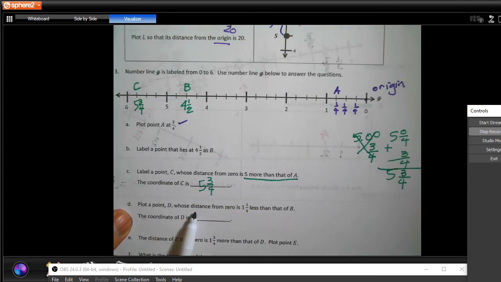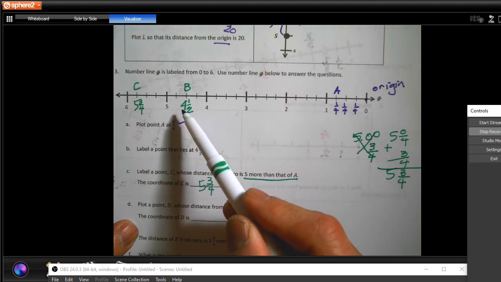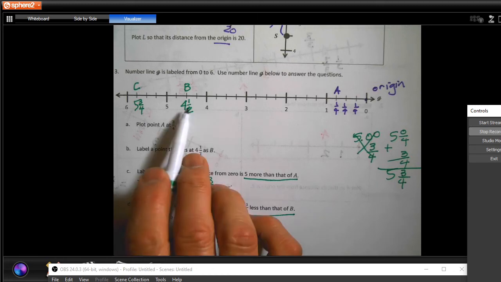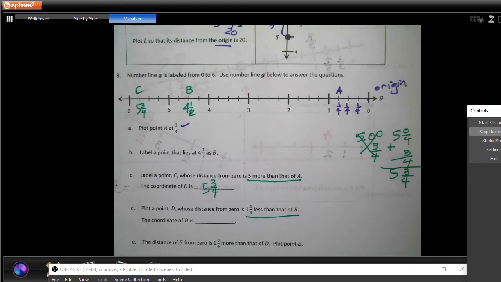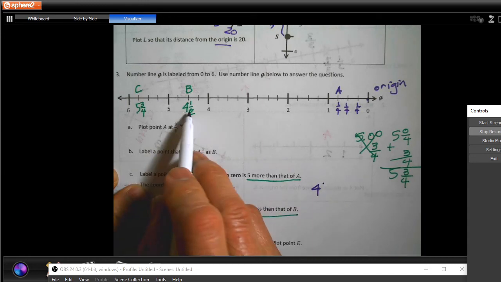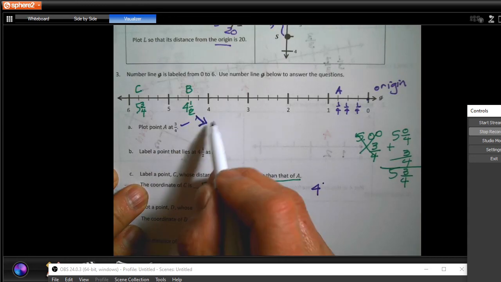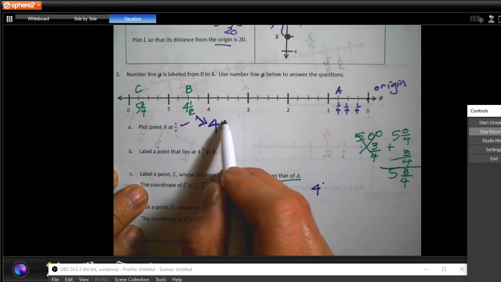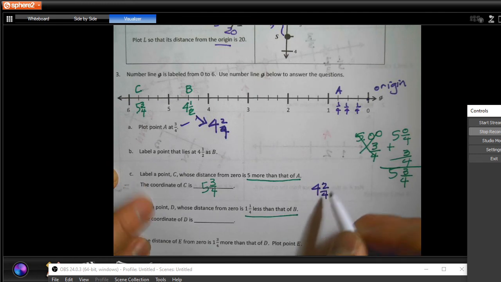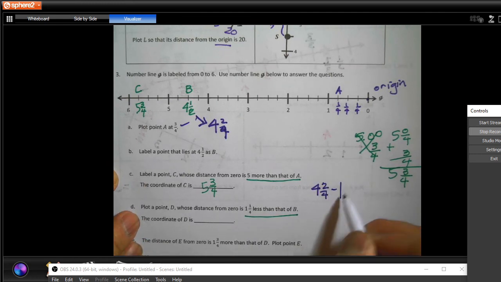Plot point D, whose distance from 0 is 1 1/4 less than that of B. Where B is right here, so we have to subtract 1 1/4 left. Okay, now we're going to do a subtraction. Let me use a different color marker so you can see it better. So B is 4 1/2, but we're going to convert that into fourths, so it's easier. So we know that 1/2 equals 2/4, and we have to subtract 1 1/4.